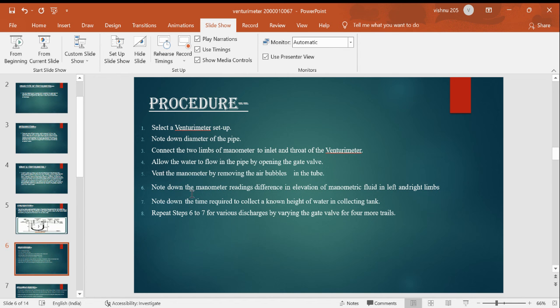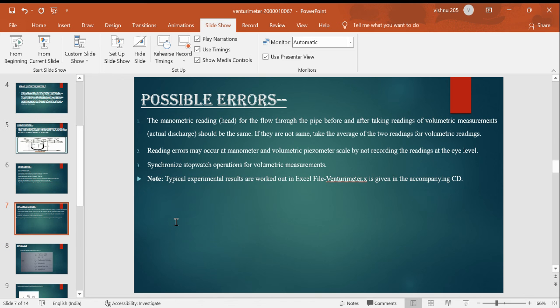Step number 6. Note down the manometer reading, the difference in elevation of manometric fluid in left and right limbs. Step number 7. Note down the time required to collect a known height of water in the collecting tank. Step number 8. Repeat steps number 6 and 7 for various discharges by varying the gate valve for 4 more trials. So, this is the procedure of the venturimeter.